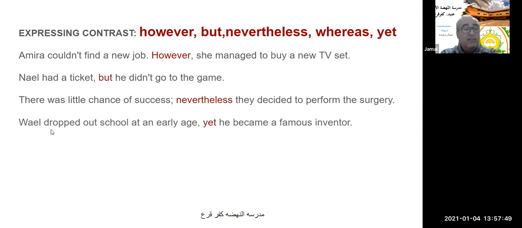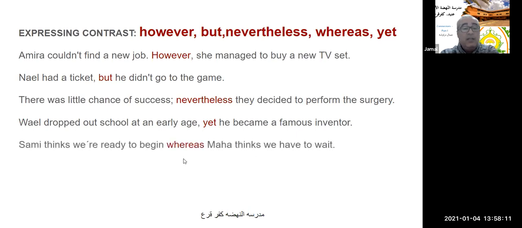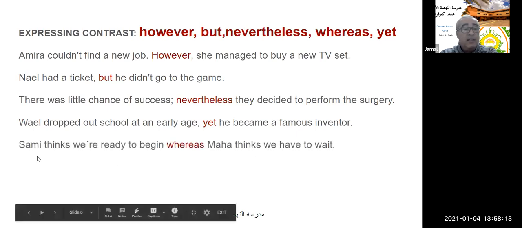Look at this fourth example: while he dropped out of school at an early age, yet he became a famous inventor. The two contrasting ideas are, one, that he dropped out of school at an early age, and the second idea, he became a famous inventor. That's why we are using here the connector of contrast, yet.